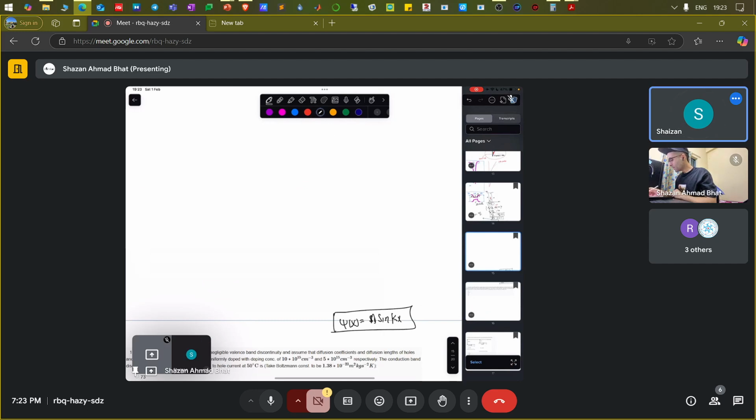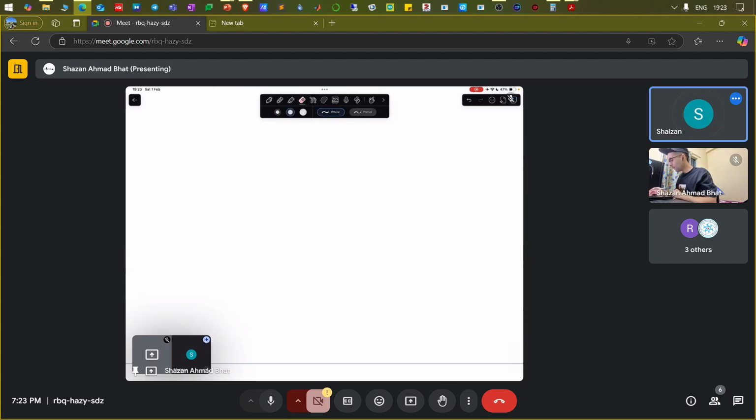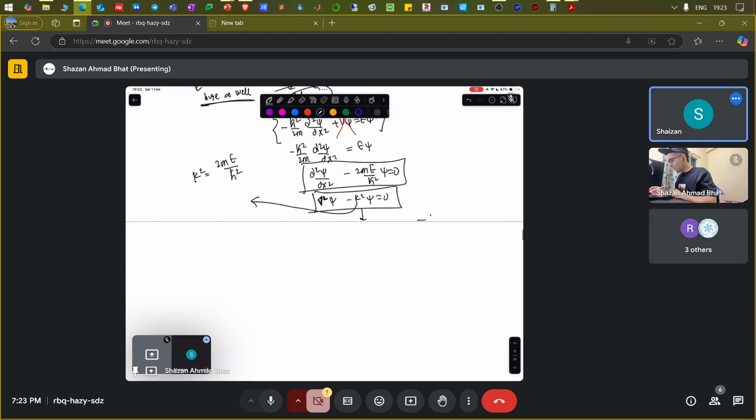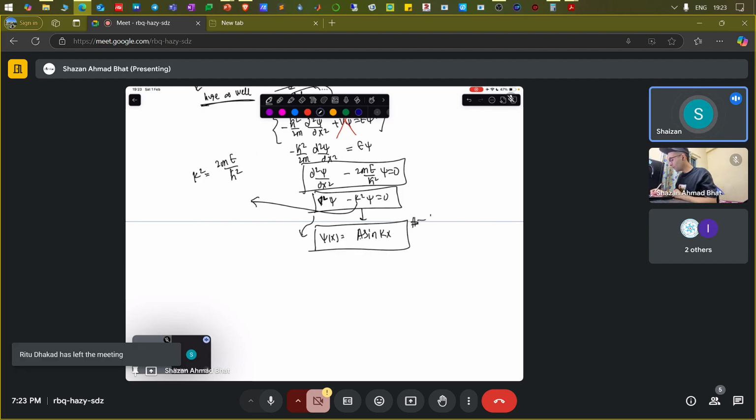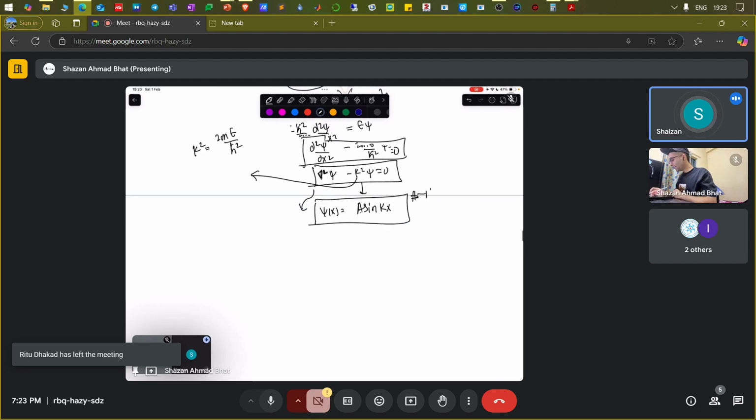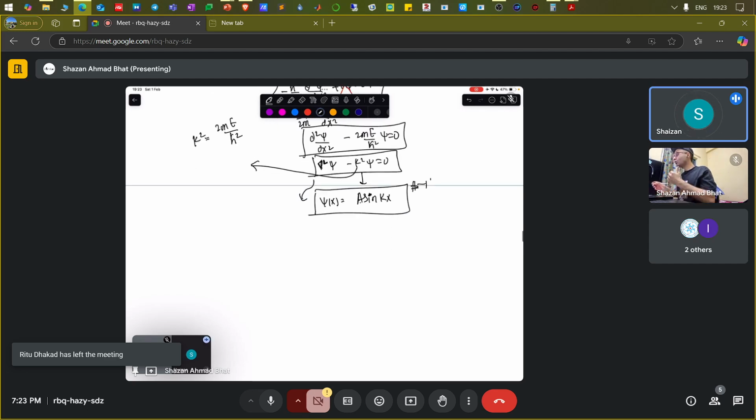Okay, just trying to make you realize what this thing is. So psi of x, you get some A sine of kx. This is the solution of this differential equation. And you know that whenever you solve a differential equation, you use the boundary conditions. Okay, what are the boundary conditions here? You cannot solve a differential equation without a boundary condition.